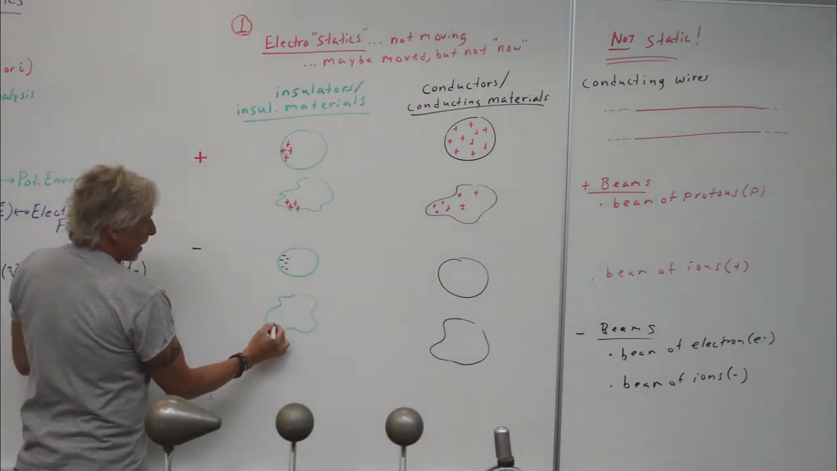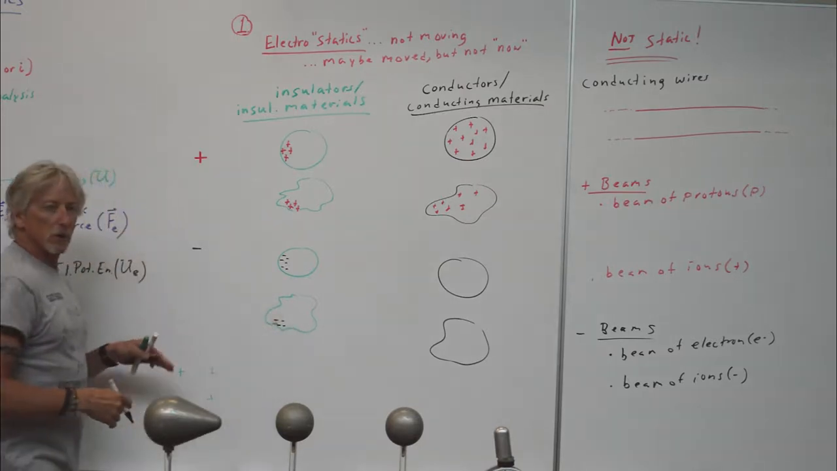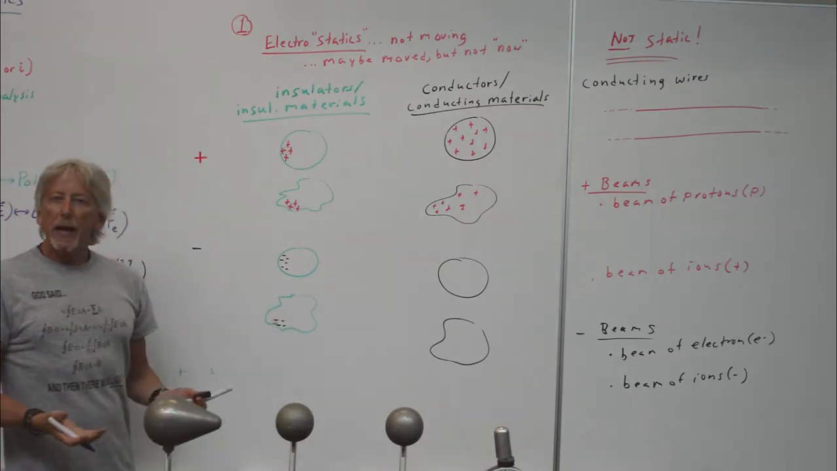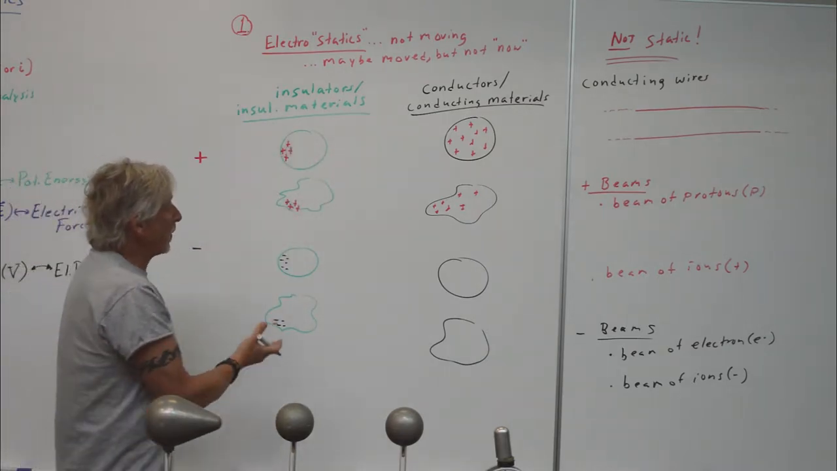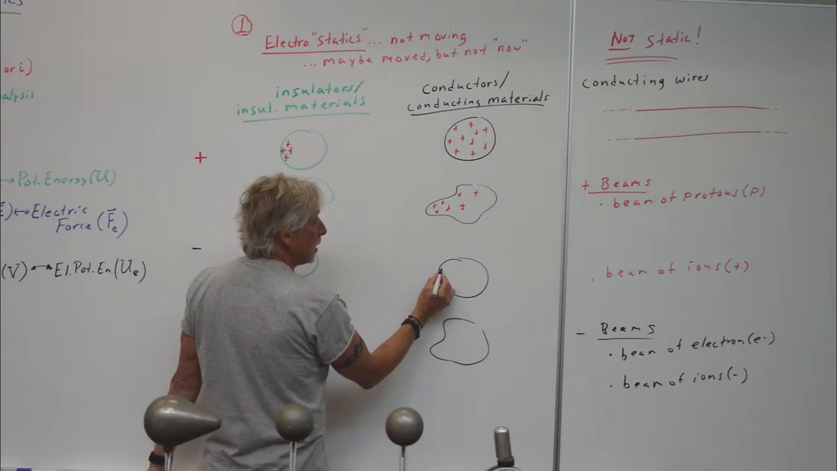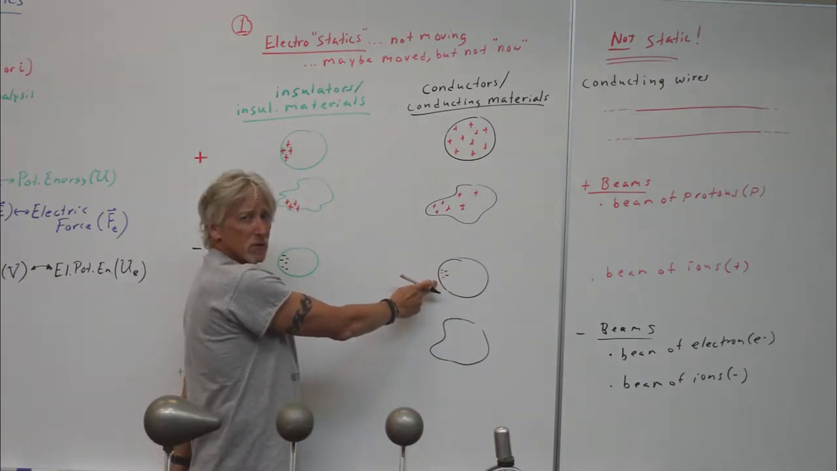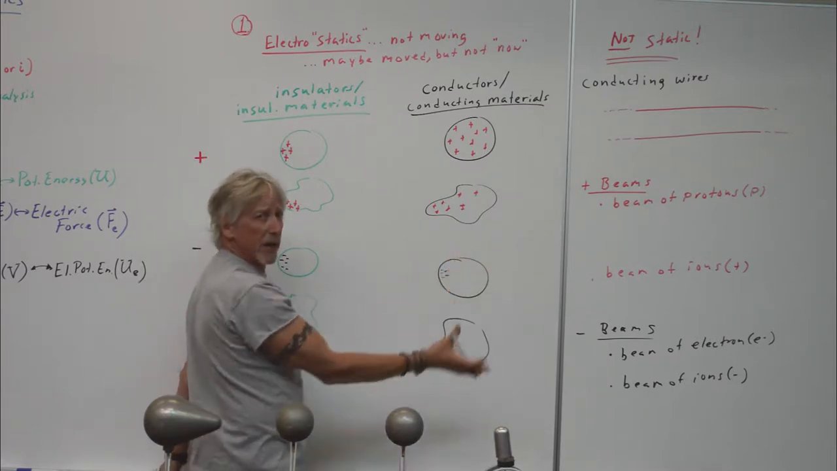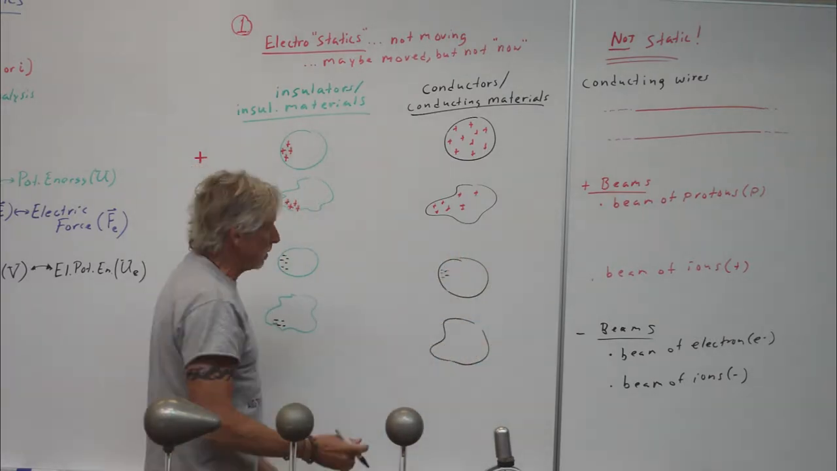And it doesn't matter the shape, wherever I put those extra electrons, they're going to hang out there. Whereas on a conducting material, if I put extra electrons on here, they go, hey, electrons hate electrons, so they're going to spread out, get as far away from each other as they can. Now there are other electrons too, so they spread out.